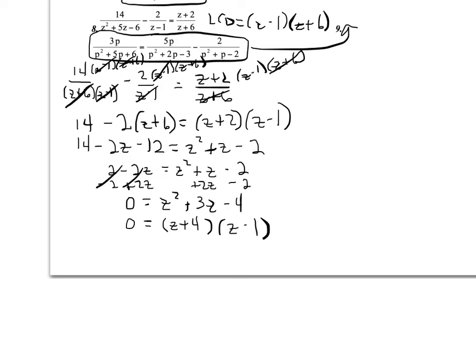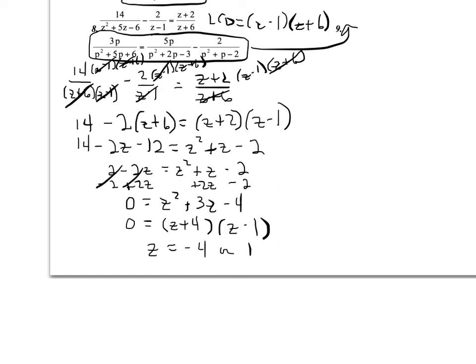which if I set each of those factors equal to 0 and solve, I'm going to get two possible solutions for z, a negative 4 or a positive 1. Now remember what we said. We've got two possible solutions here. It could be neither one works, only one works, or they both work. I have to go back and inspect my original problem.